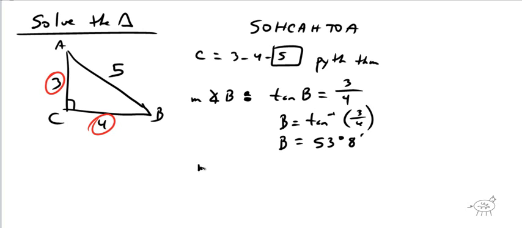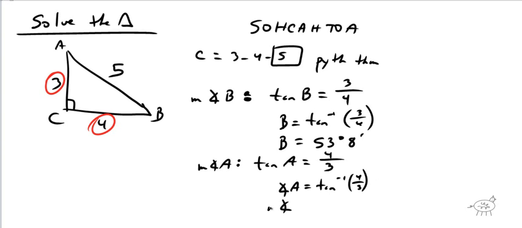Then the measure of angle A. Again, the best way is to use tangent. Tangent of A is equal to opposite over adjacent. So angle A equals the inverse tangent of 4/3. The measure of angle A gives you 36 degrees, 52 minutes.